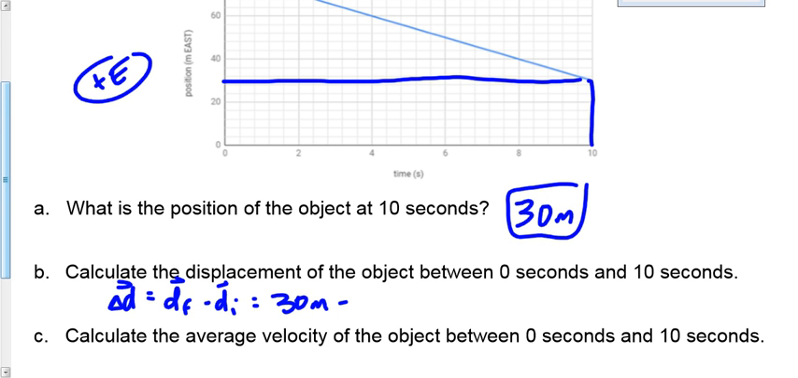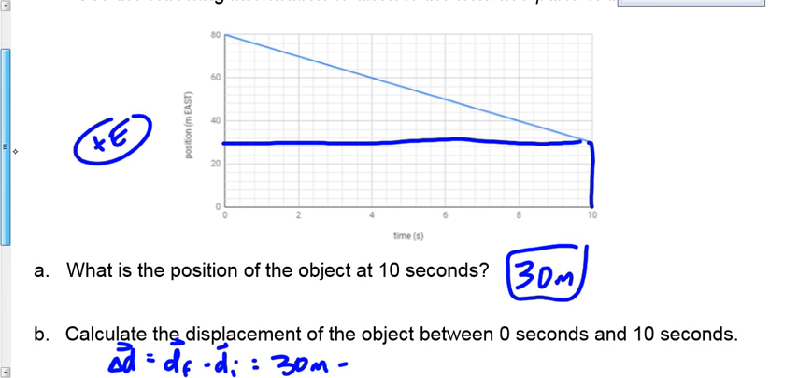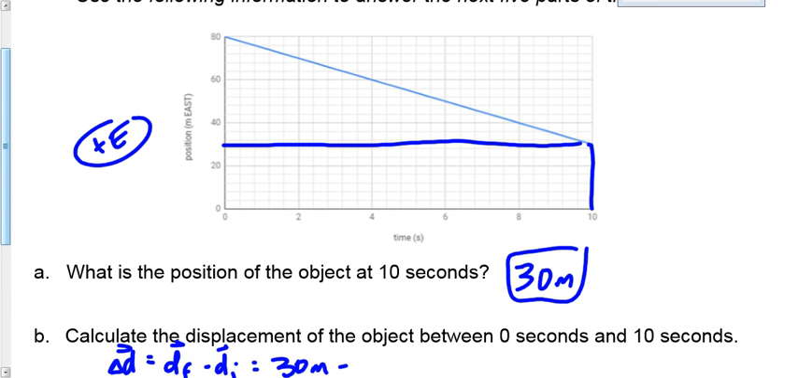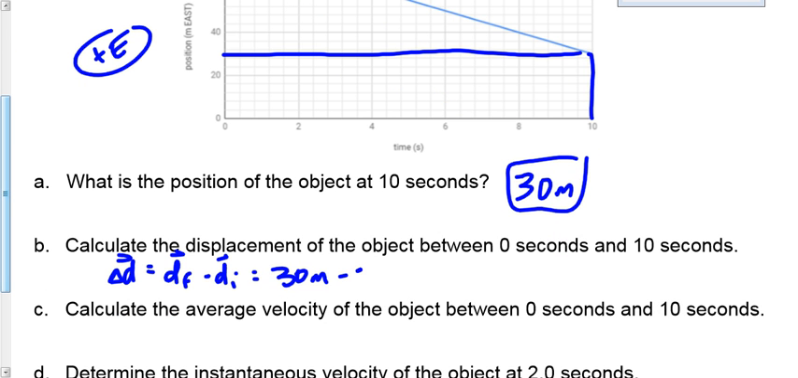What's the initial position at 0 seconds? At 0 seconds, we go up to 80 meters. So let's say 30 minus 80 meters. Gives me what? I get negative 50 meters. I said negative 50 meters, which is the same thing as saying 50 meters to the west. If I define east as positive, then that's fine, though.